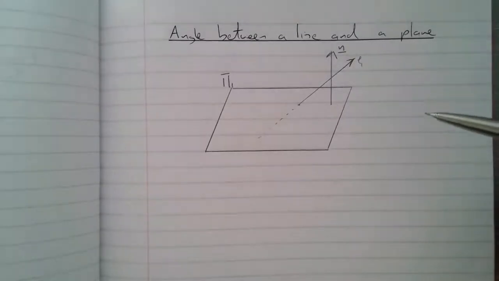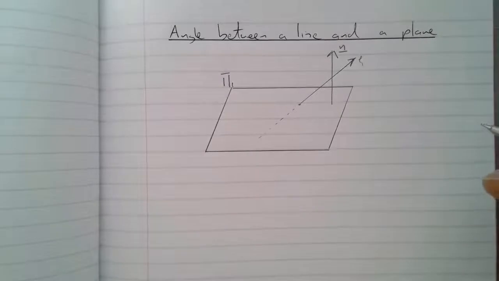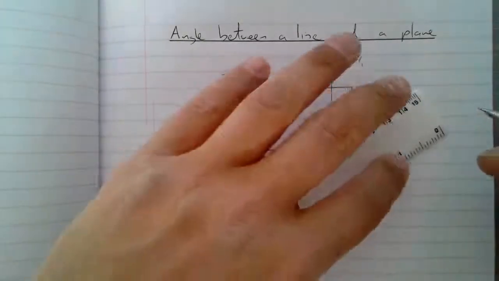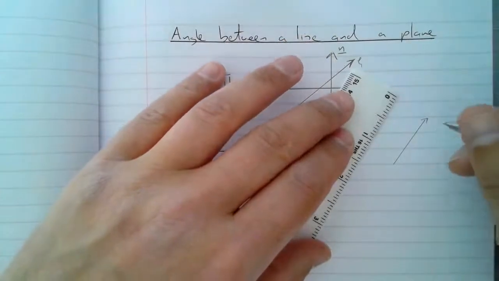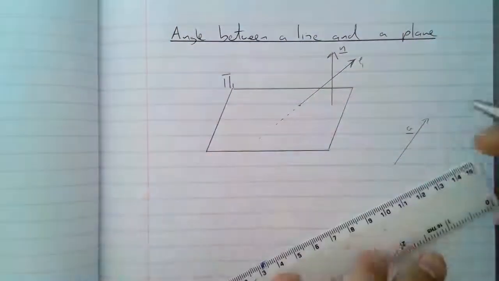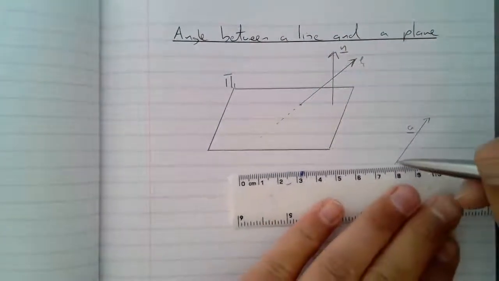So before we go any further, let's just remind ourselves of something. If we have two vectors, let's call this vector A and call this one vector B.